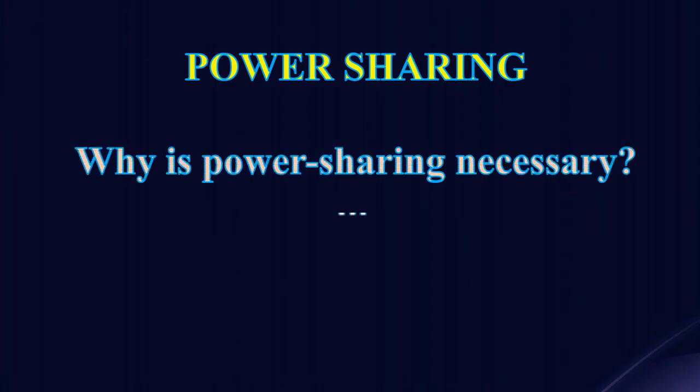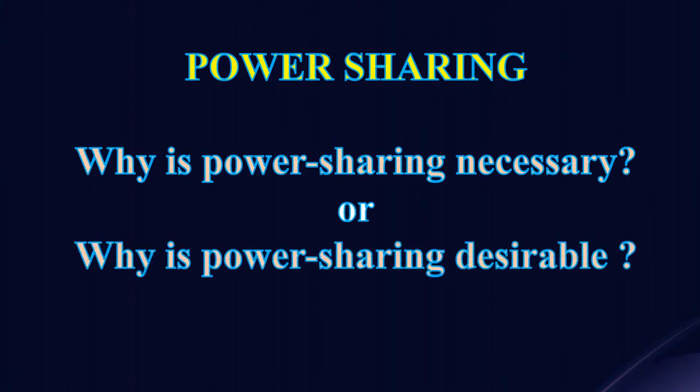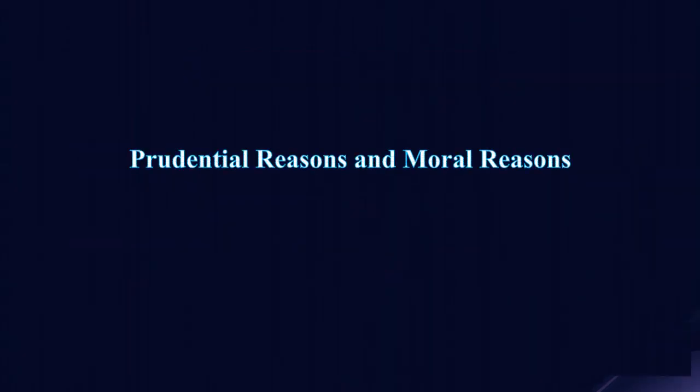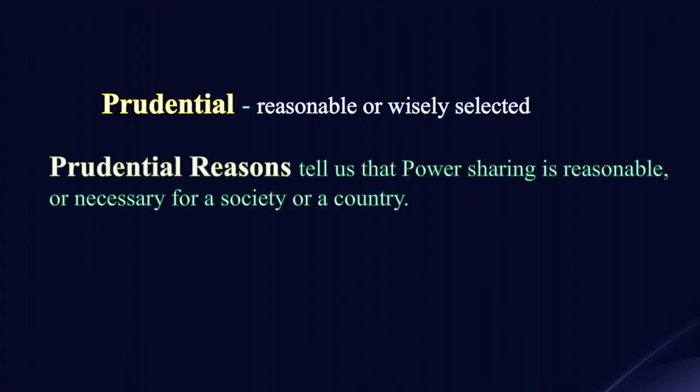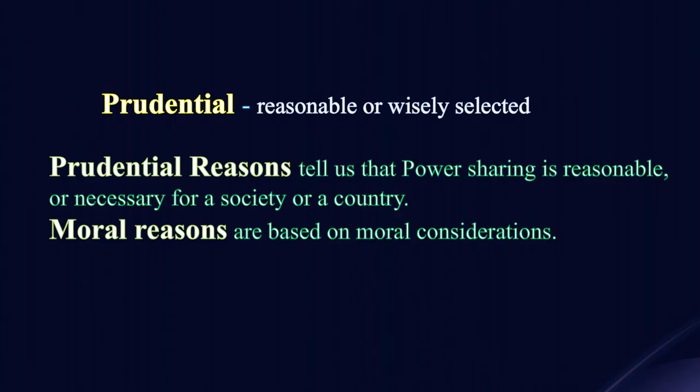And this is the aim of this chapter, to make us know why power sharing is necessary or why power sharing is desirable. The reasons why power sharing is necessary can be explained in two sets, the prudential reasons and the moral reasons. Prudential means something reasonable or wisely selected. Prudential reasons are the reasons which tell us that power sharing is reasonable or necessary for a society or a country. Moral reasons are based on moral consideration.